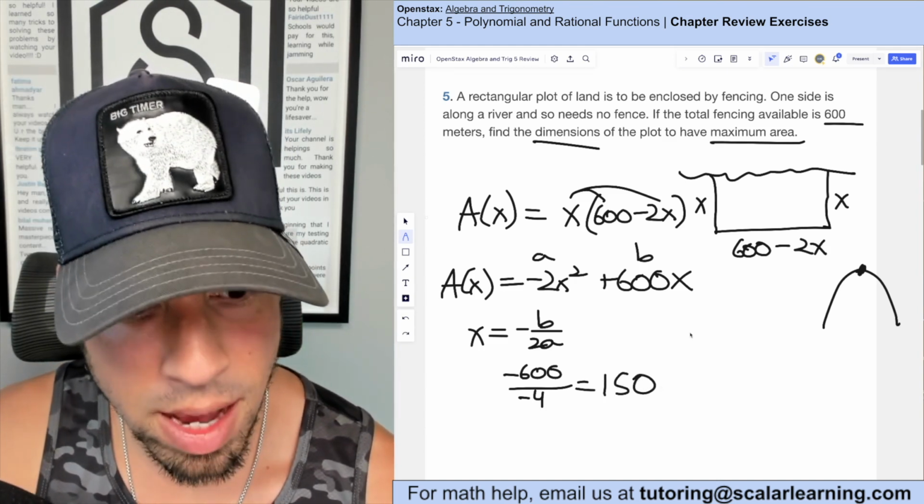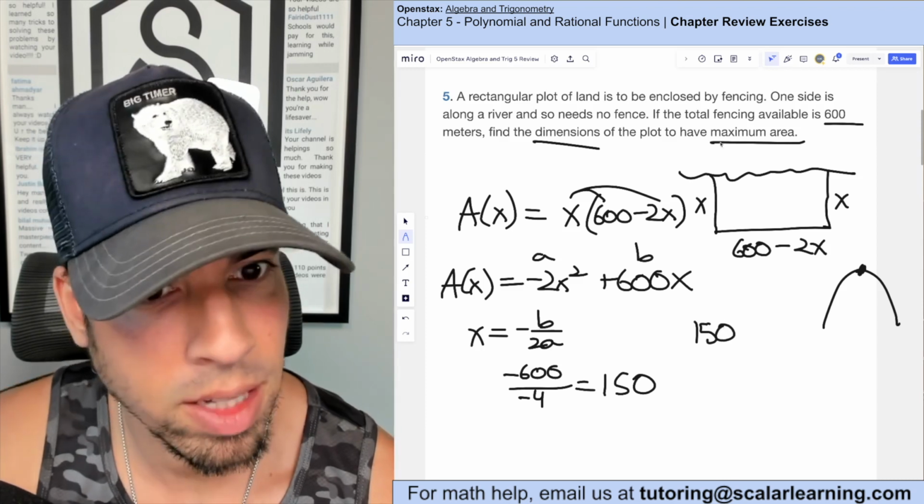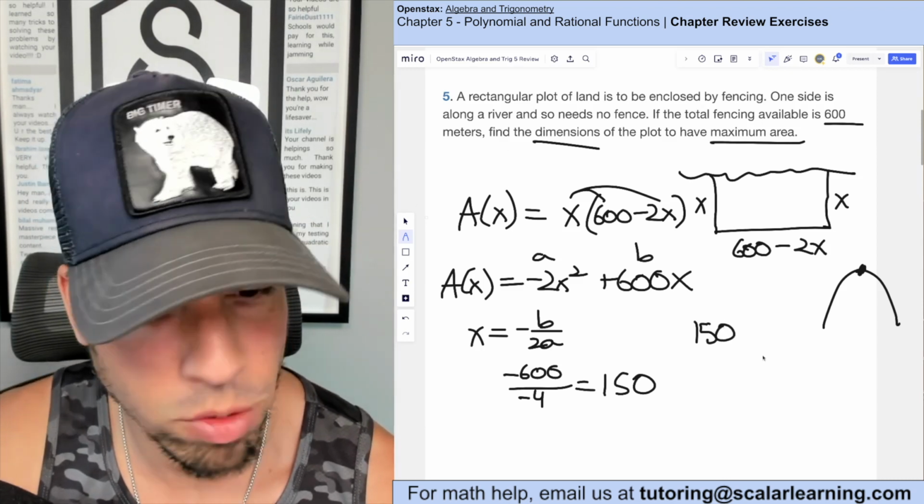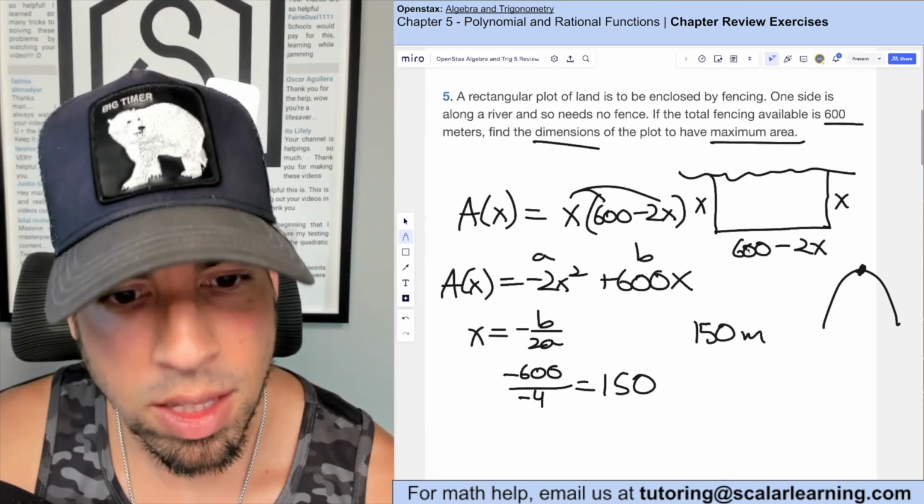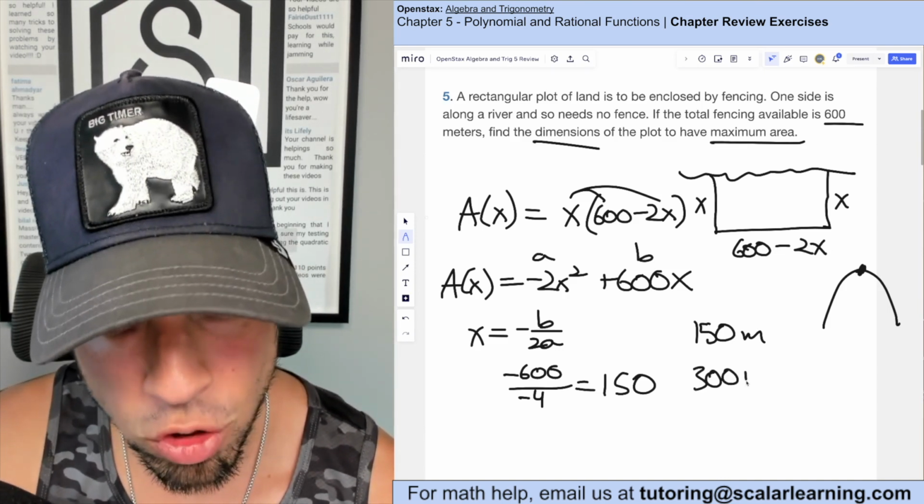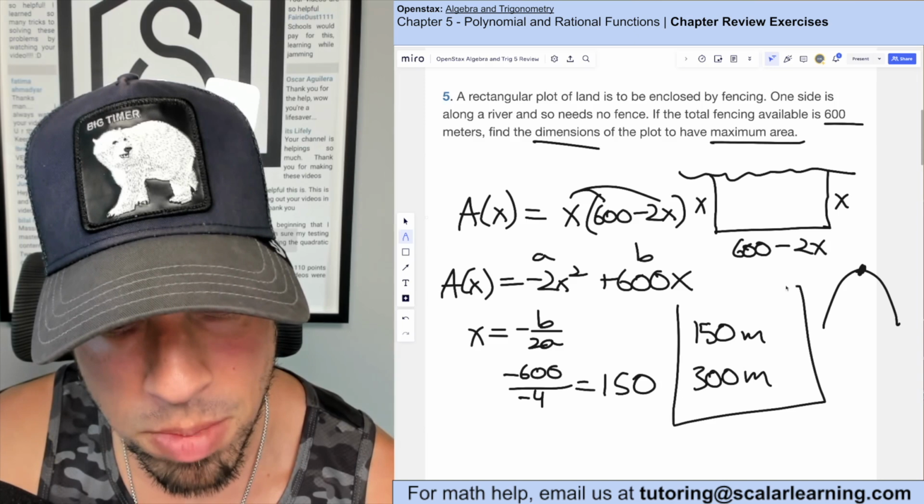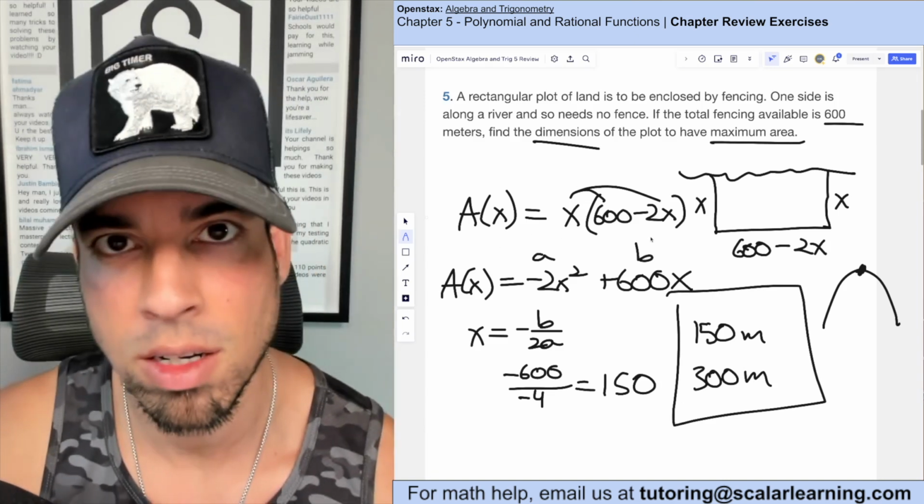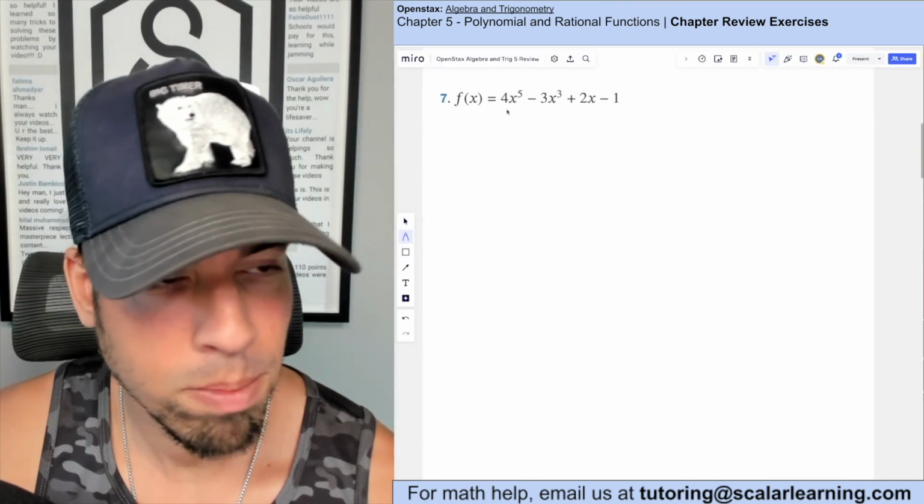So this means that x is 150, and this is in meters, right? 600 meters, yep. So this is in meters. And then the other side is 600 minus 2 times 150, which is 300 meters. So the dimensions are 150 meters by 300 meters. Done.